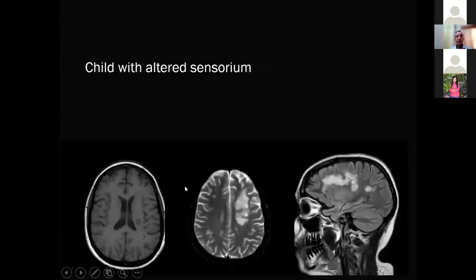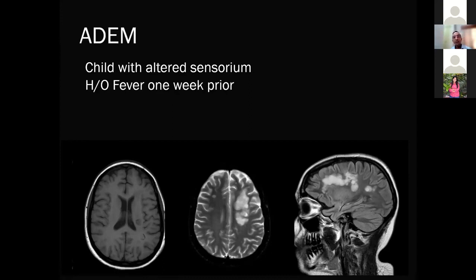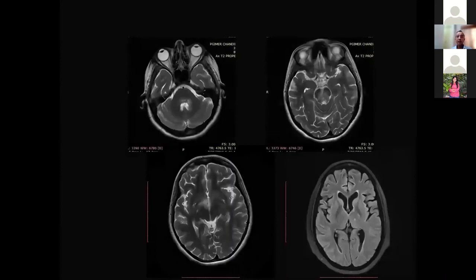Another patient, a child with altered sensorium, multifocal white matter hyperintensities, more in the left cerebral hemisphere and few in the right white matter, with a history of fever 1 week prior, may help in making a diagnosis of acute disseminated encephalomyelitis.